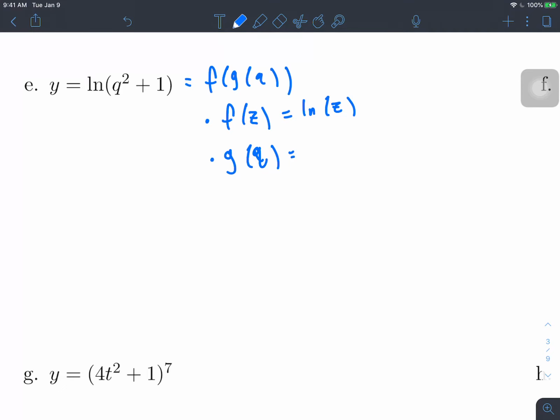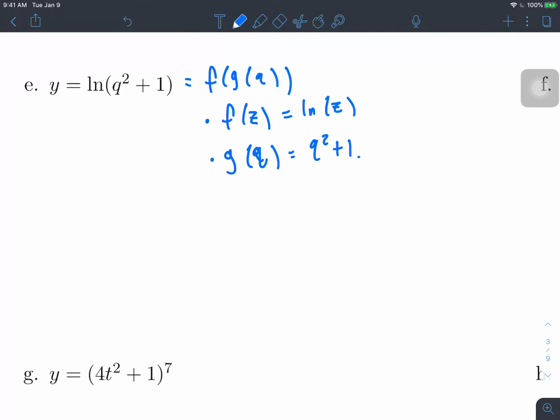Now, I want to look at this function ln of q squared plus 1. What we've now said is, okay, this is some function being plugged into the function ln of z. Okay? My question now is, what is g of q? G of q is going to be the function which is being plugged in. Can anybody tell me what that function is? Yeah, q squared plus 1. Thank you. Okay, so we identified the inside and the outside function.